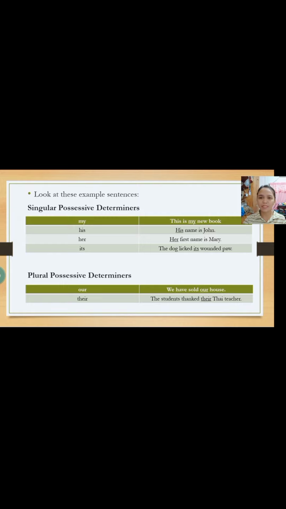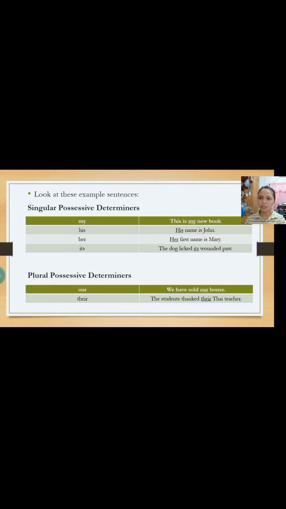Look at these example sentences. Singular possessive determiners. The first example is the word my. This is my new book. My here is the possessive pronoun determiner because it refers to the noun book. And the word new also refers to the noun book. The second sentence is, his name is John. His is the possessive pronoun determiner because the word his refers to the noun name.